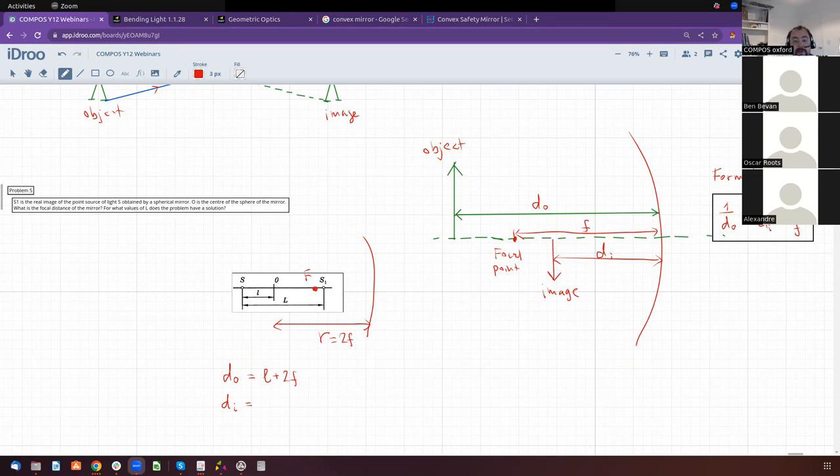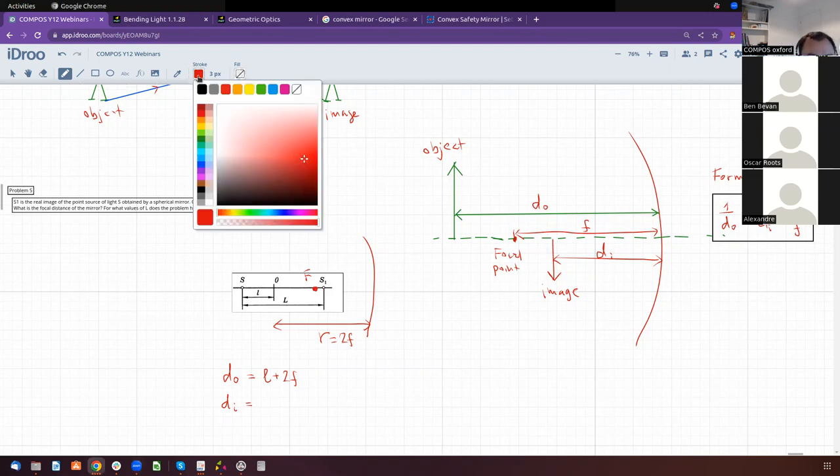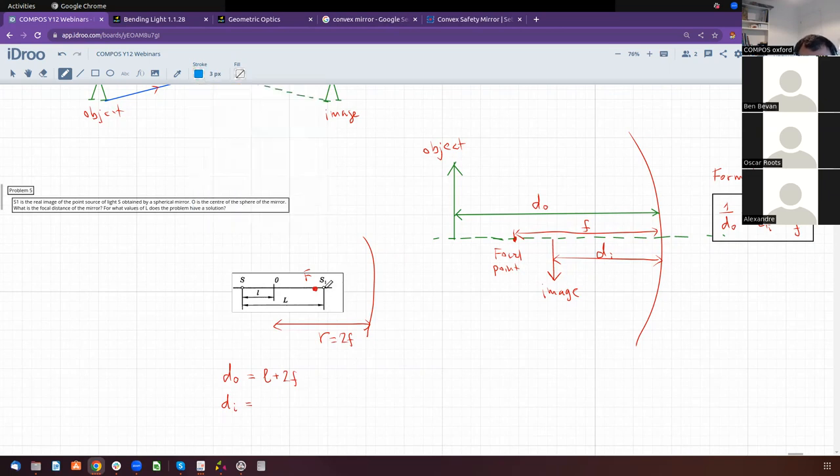Distance from the image to the mirror. Let's see how you understand image as one. The distance, basically what I'm asking, is to find this distance. F minus L. No, it has to be in terms of F, small l, and large L.